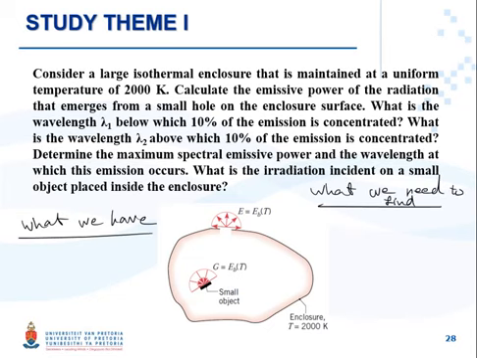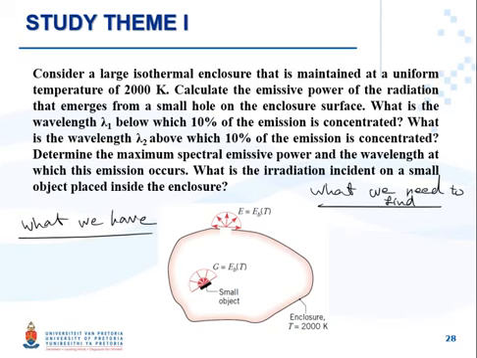Okay, so it's saying that we consider a large isothermal enclosure that is maintained at the uniform temperature of 2000 Kelvin. Calculate the emissive power of the radiation that emerged from a small hole on the enclosure surface. What is the wavelength lambda 1 below which 10% of the emission is concentrated? What is the wavelength lambda 2 above which 10% of the emission is concentrated? Determine the maximum spectral emissive power and the wavelength at which this emission occurs. What is the irradiation incident on a small object placed inside the enclosure?